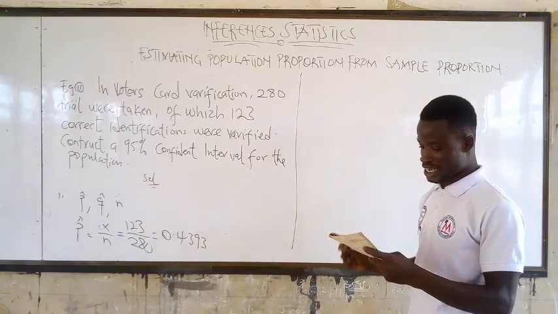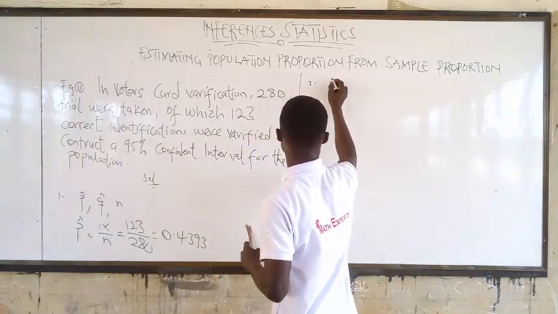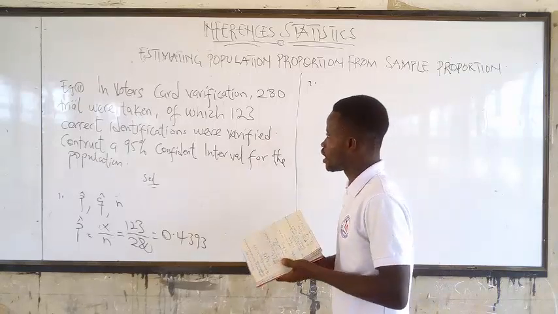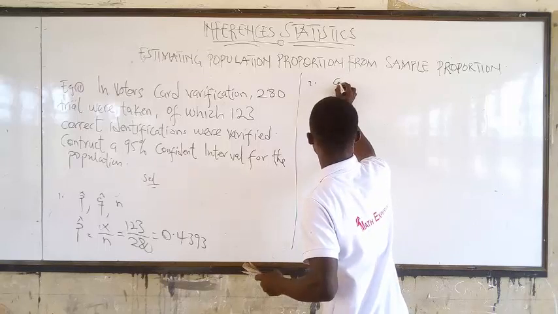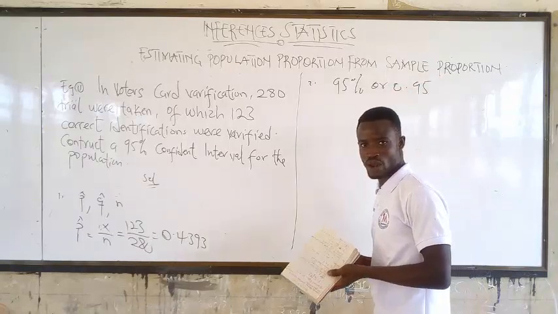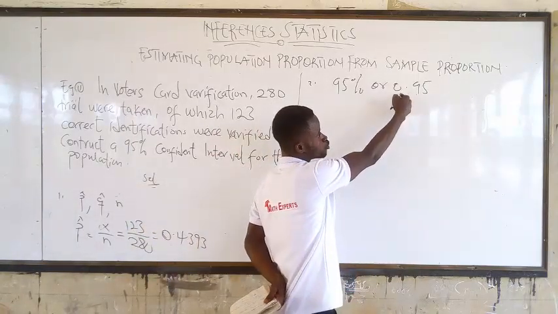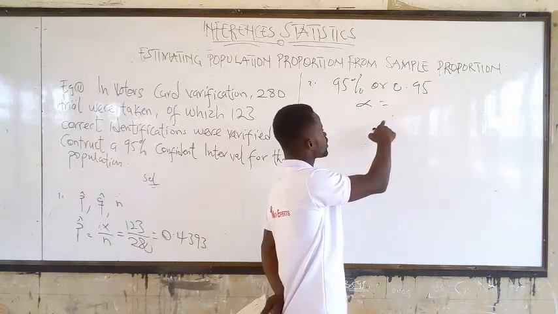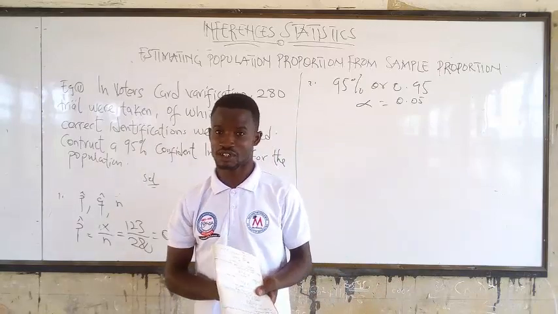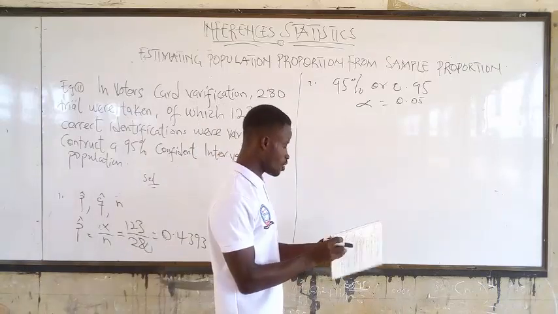Then the next step is to use the confidence level to find the z alpha. So what is the confidence level? The confidence level is 95%, and we know this is the same as 0.95. In this question, the alpha is not given to you, so you are going to use this to come out with the alpha. What do you need to add to 0.95 to get one? You need 0.05, so that becomes your alpha. I explained this in the first video.